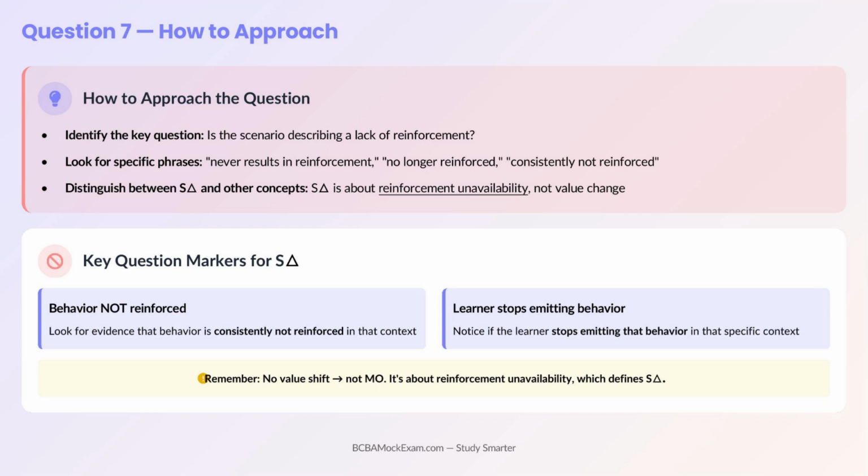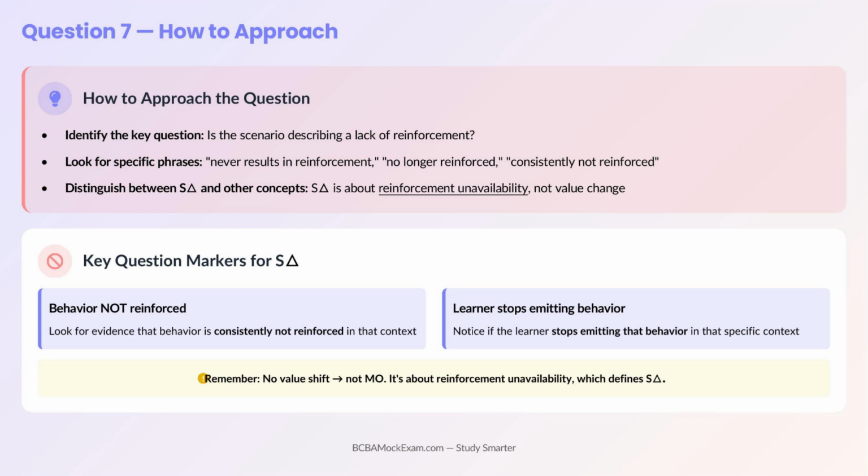To approach this question, identify whether the scenario is describing a lack of reinforcement. The slide points to phrases such as never results in reinforcement, no longer reinforced, and consistently not reinforced, which all indicate the presence of an S delta.